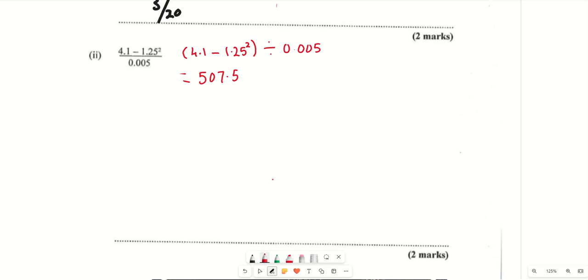Right? You can do this manually, but I would not recommend it. Right? It's 507.5, especially for 2 marks. You don't want to be taking too long.